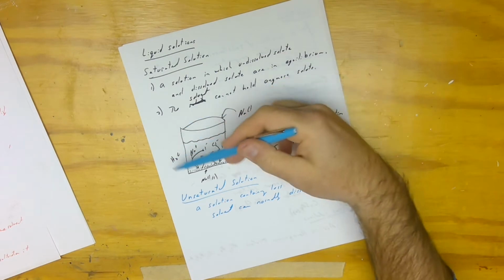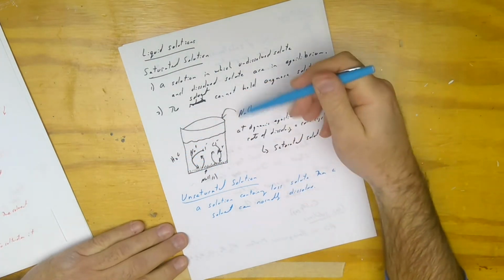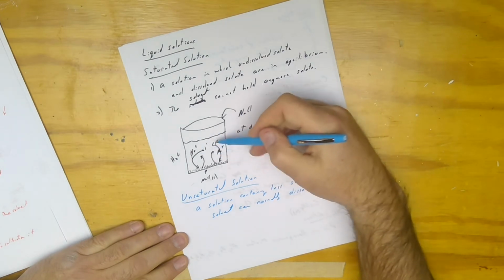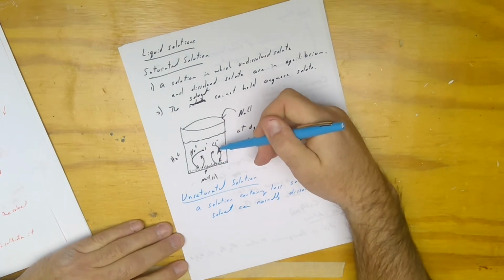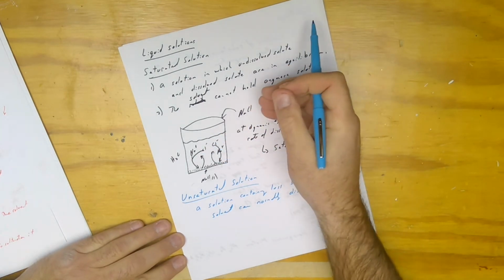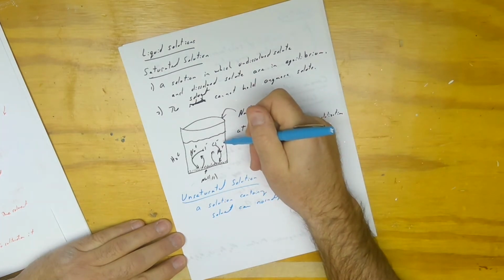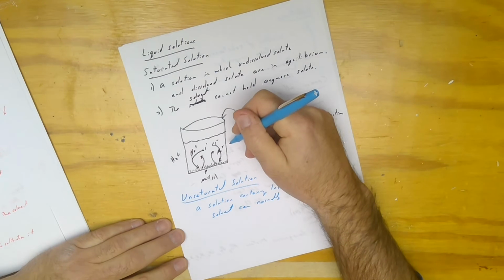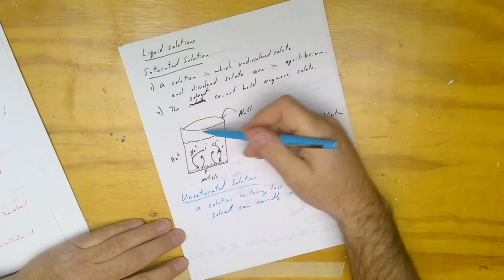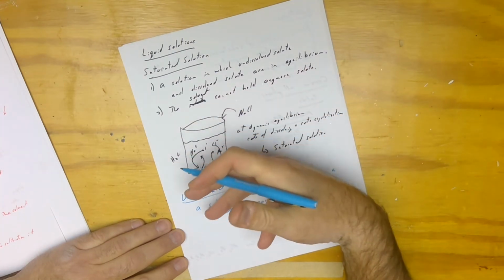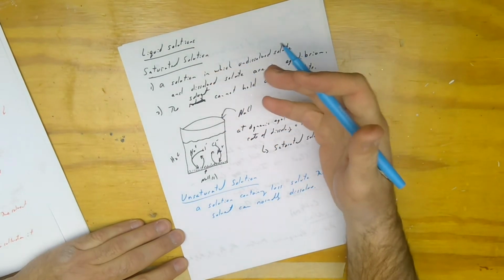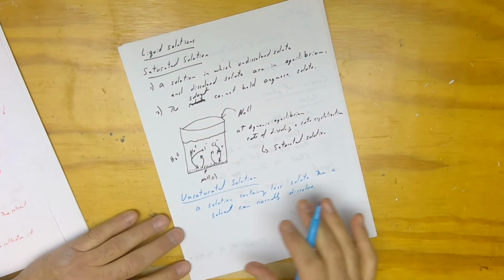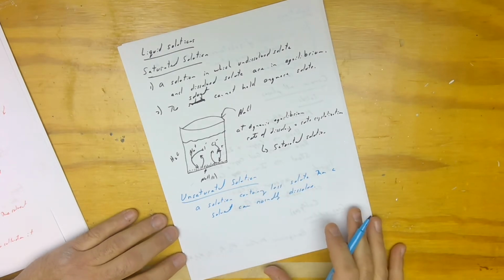So if we go back to our example up here, when I first had this beaker of water, when I first threw the NaCl in, it all dissolved. That would be considered an unsaturated solution, because when I threw more NaCl in, it dissolved. And when I threw more NaCl in, it dissolved even again. All right, so if the solution can hold more solute, okay, that's called an unsaturated solution. It is not at equilibrium.